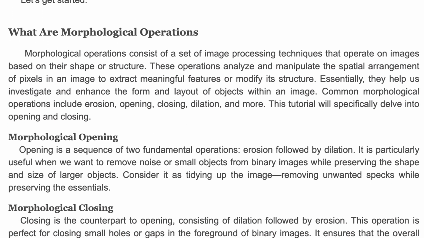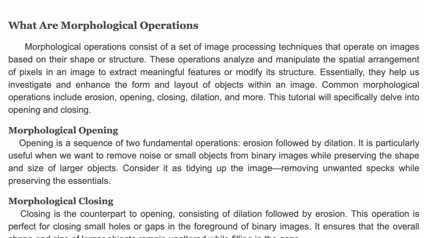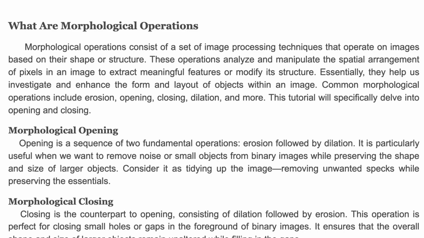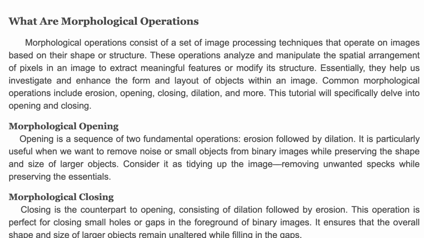What are morphological operations? Morphological operations consist of a set of image processing techniques that operate on images based on their shape or structure. These operations analyze and manipulate the spatial arrangement of pixels in an image to extract meaningful features or modify its structure. Essentially, they help us investigate and enhance the form or layout of objects within an image. Common morphological operations include erosion, opening, closing, dilation, and more. This tutorial will specifically delve into opening and closing operations.